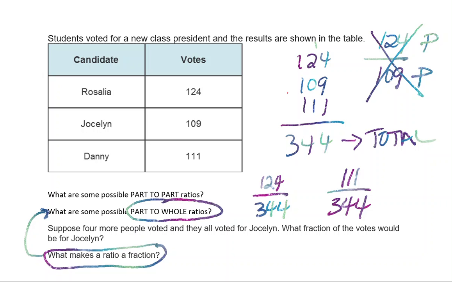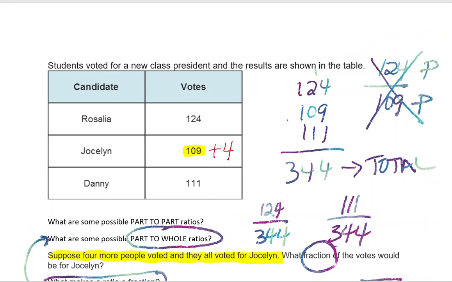We have to be very careful to read the questions very carefully. Sometimes you have to read them more than one time so that you see exactly what the question is asking. Suppose 4 more people voted and they all voted for Jocelyn. 4 more people voted for Jocelyn. So I'm going to add 4 to Jocelyn. What fraction, meaning out of the total of the votes, would be for Jocelyn?